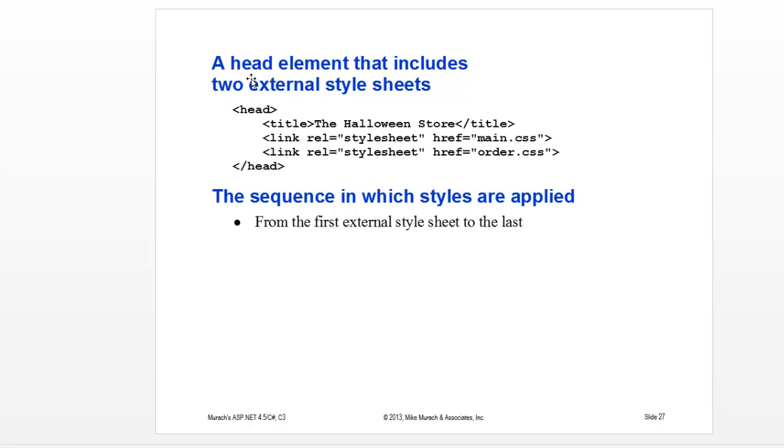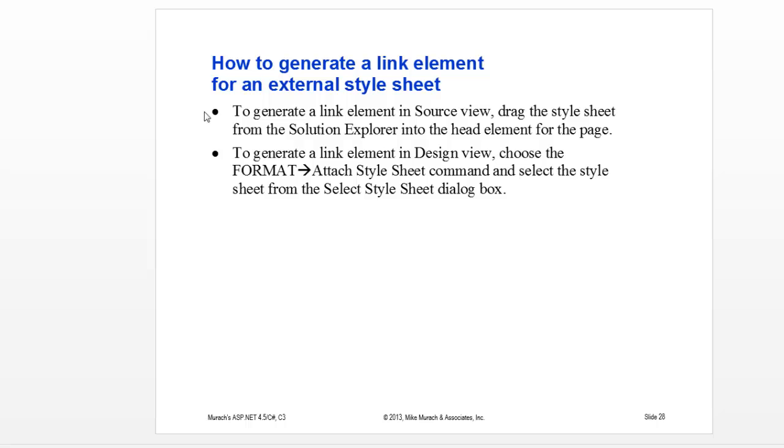So here's a head element that includes two external style sheets. You'll notice the title element here with the opening and closing title tags. You have the Halloween store, and then you have two links to different style sheets. Now you can have multiple style sheets. There's nothing preventing you from doing that. You can either type this in Visual Studio, link rel equals stylesheet, and then href, give it the source of the style sheet, or we can use one of the other methods we'll learn in a little bit, which involve things like dragging them onto the design view or in the code view as well.